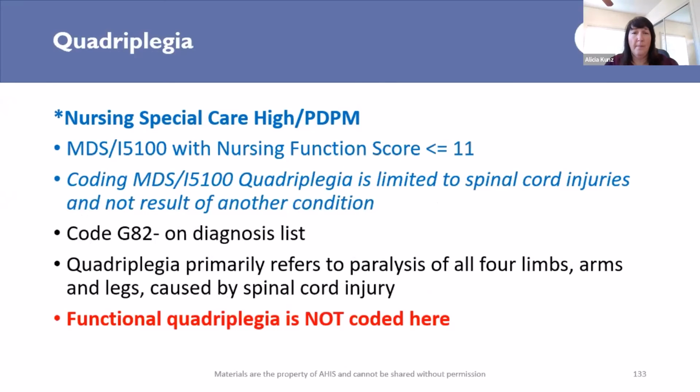Quadriplegia will map you into a nursing special care high category. That's a checkbox on the MDS, but we also want to make sure that we have a code from category G82 on the diagnoses list. Now, when we're talking about mapping into the nursing category, we are referring to true quadriplegia, which is a paralysis of the limbs caused by a spinal cord injury. Functional quadriplegia does not map us into that category, so just be aware of that. Next.